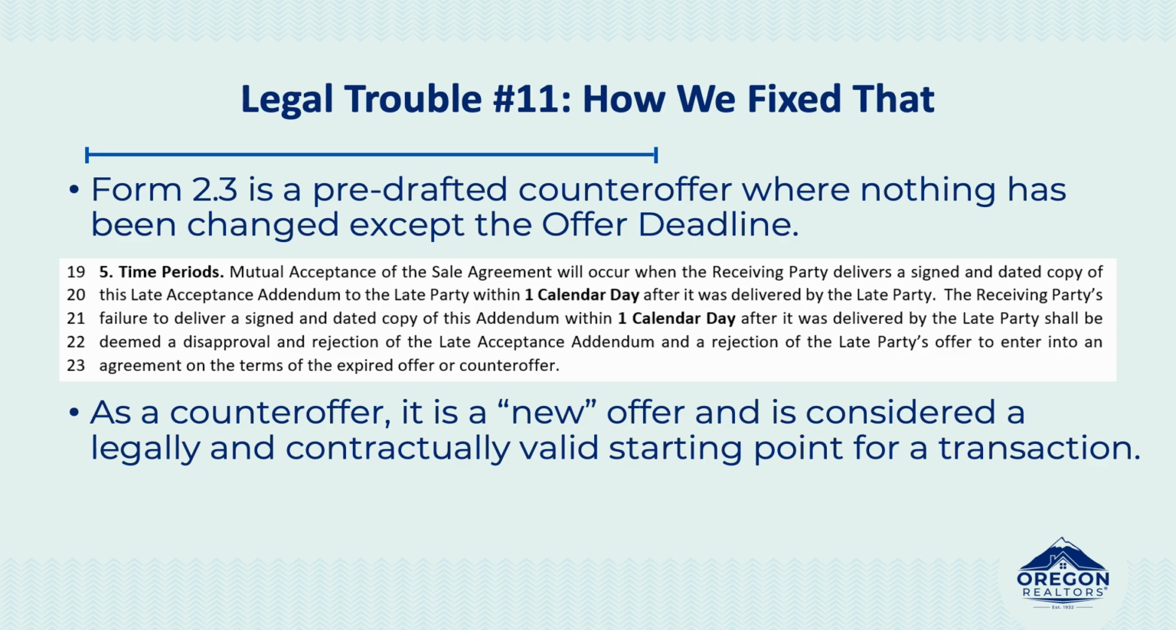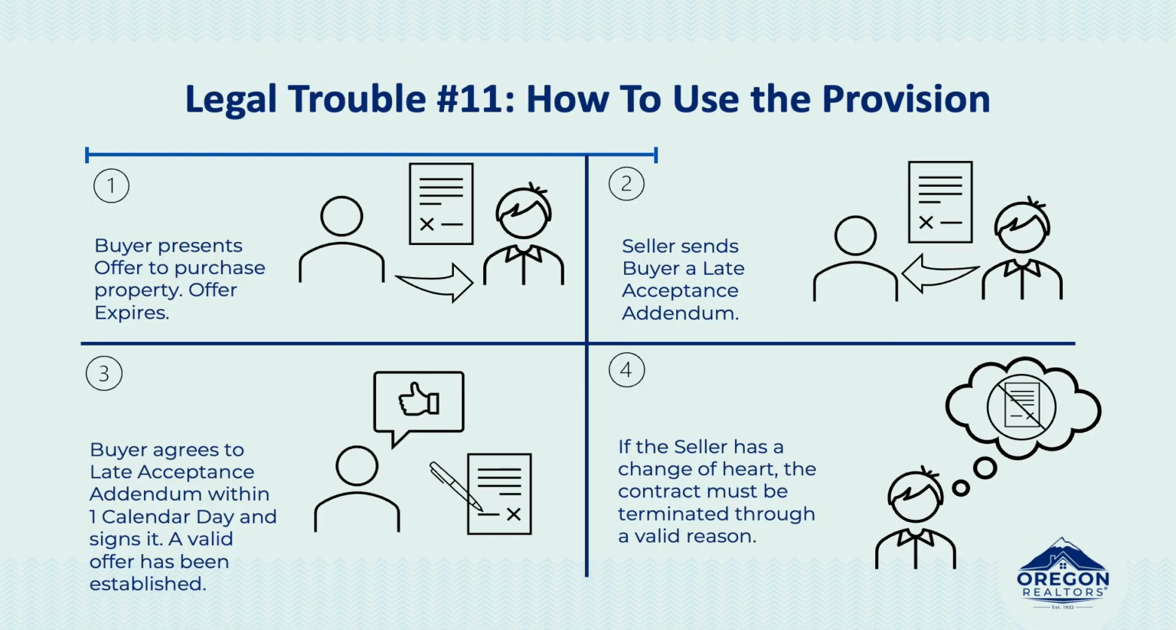The way you would essentially use this document is if you present your offer and it expires, the seller would then send the late acceptance addendum and say, hey, I got your offer. It expired. My bad. Would you like to stay under contract on the exact same terms you gave me earlier? We just have a different expiration date, which has not passed yet. And if the buyer agrees, congratulations, you're under contract. No problem at all. There is no ability to have a change of heart. There's no ability to claim that the contract was void because you've entered into a valid new offer through use of that late acceptance addendum pre-drafted counteroffer.